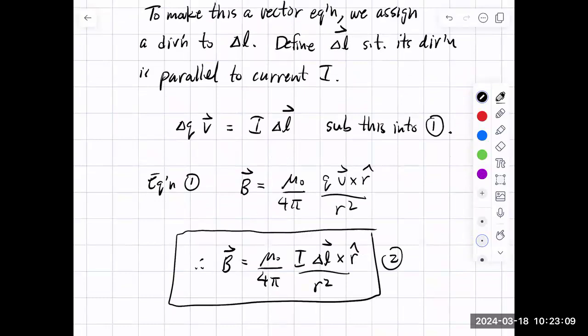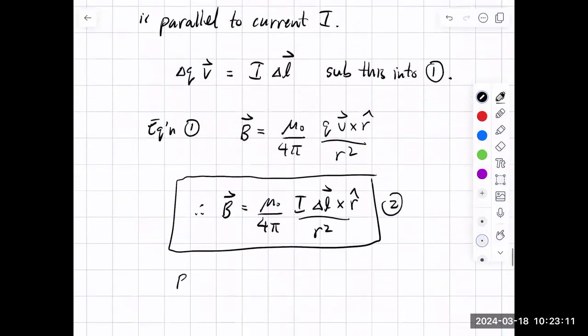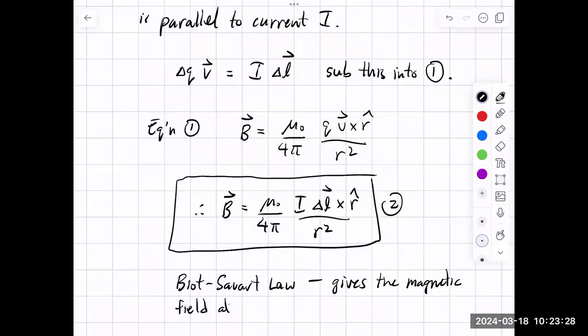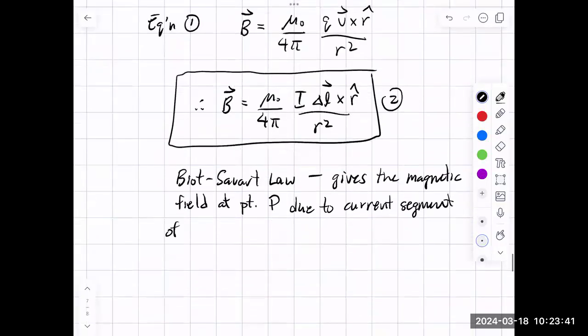This equation 2 has a name. It's called the Biot-Savart Law, and it gives the magnetic field at point P due to a current segment of length delta L. And so let's just draw a picture of that.